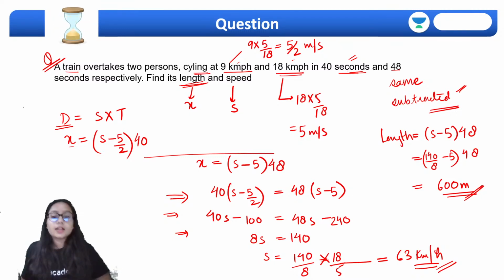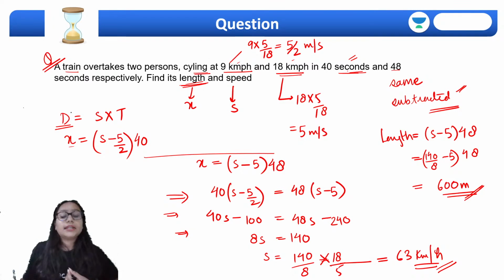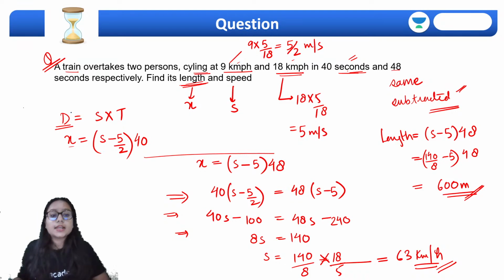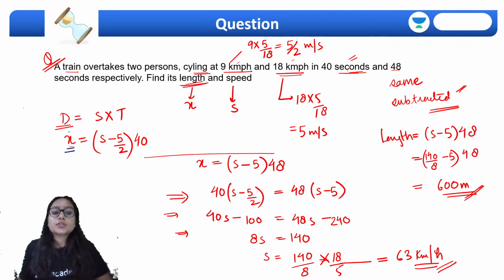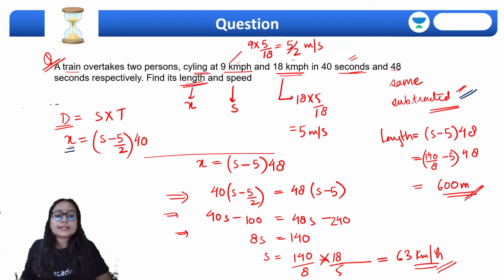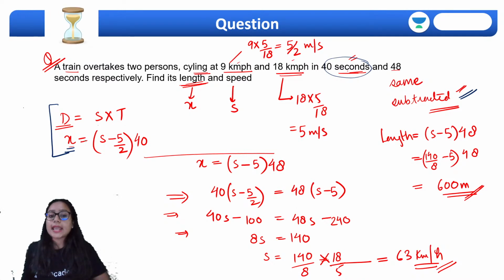See, the distance covered in this case will be equal to the length of the train, right? Length of the train I have taken as x, speed of the train I have taken as s. Since the train and cyclist both are traveling in the same direction, their speeds will be subtracted. When 40 seconds of time was taken, the distance x is equal to s minus 5 by 2 into 40. This gives me the distance.